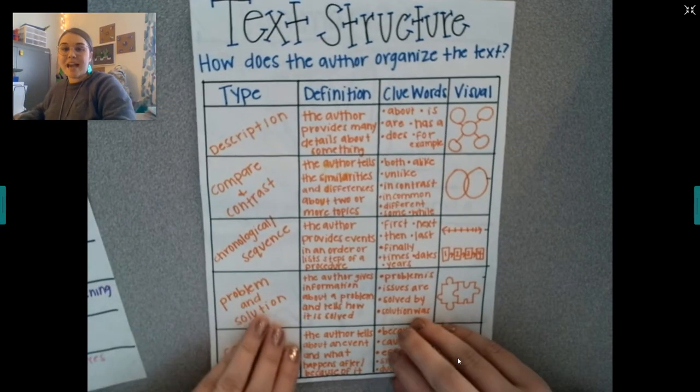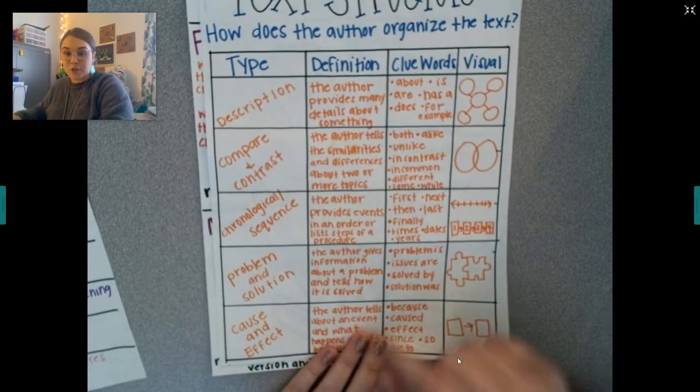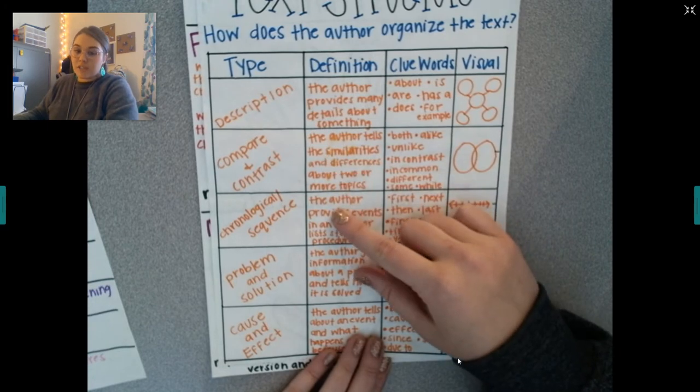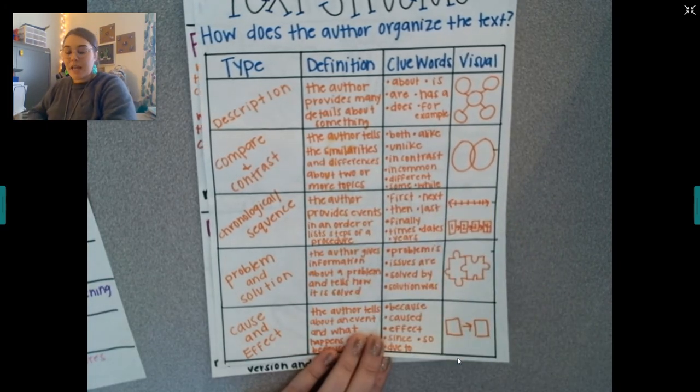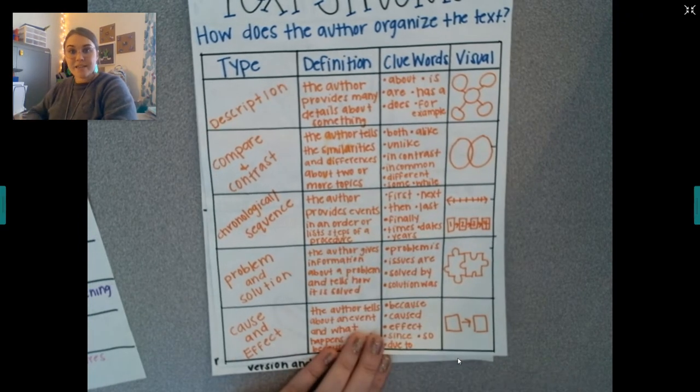We also have text structure. There are 5 different types of text structure. We have description, compare and contrast, chronological sequence, problem and solution, and cause and effect. And almost every single article or nonfiction book that you read is going to have a text structure.